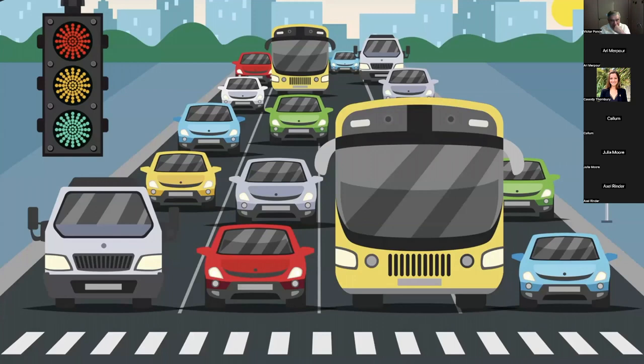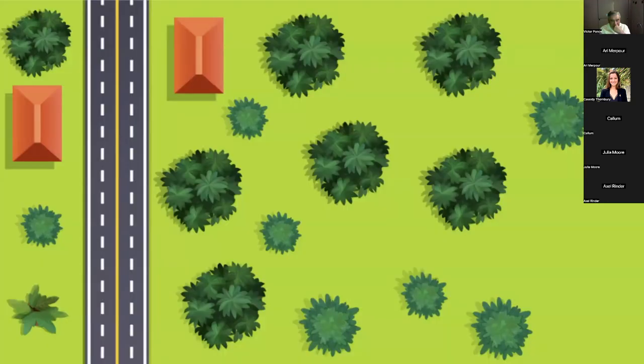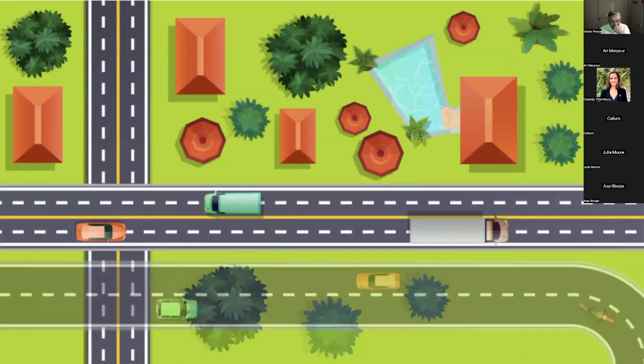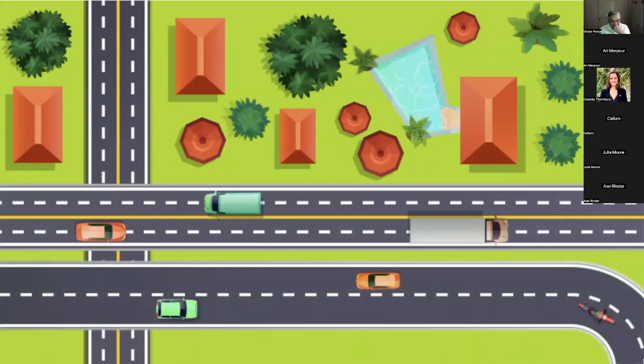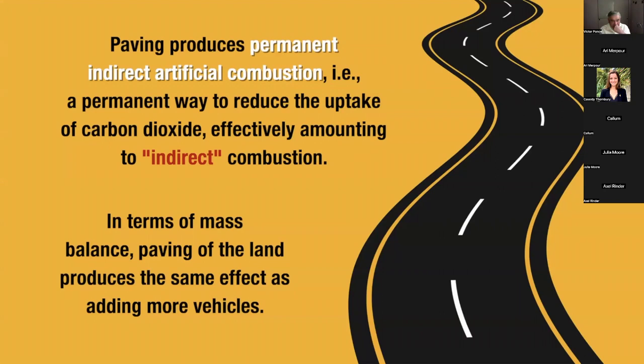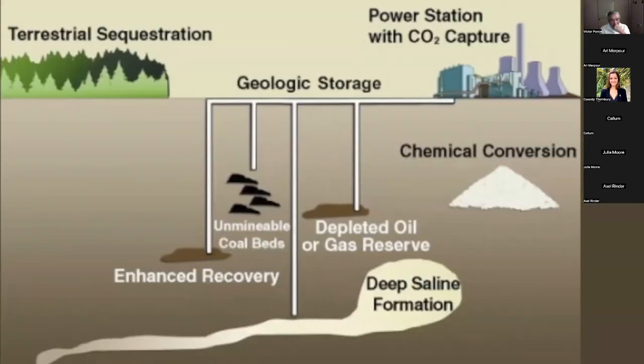Transportation based on fossil fuels is regarded as the culprit, while the paving of roads to facilitate transportation exacerbates the problem. Paving produces permanent indirect artificial combustion, that is, a permanent way to reduce the uptake of carbon dioxide, effectively amounting to indirect combustion. In terms of mass balance, paving of the land produces the same effect as adding more vehicles. Barring putting a halt to development, a feasible course of action appears to be carbon sequestration.